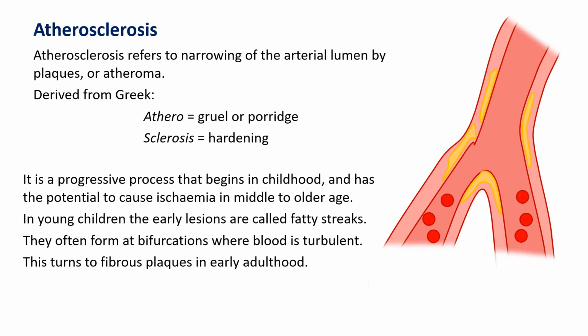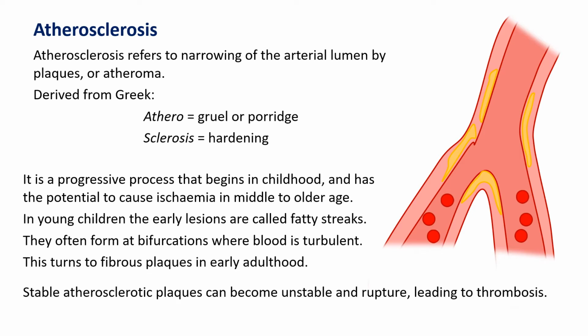In early adulthood, these fatty streaks start to turn into fibrous plaques. Stable atherosclerotic plaques can just sit there and be stable and cause a slight occlusion to the vessels. Hopefully that's what's happening in most of us. But, and we'll look at these mechanisms in a minute, they can become unstable. And this is when we start to get problems, real problems. Because when they become unstable, they rupture. When they rupture, we get a thrombus forming. That thrombus can then completely occlude the artery.